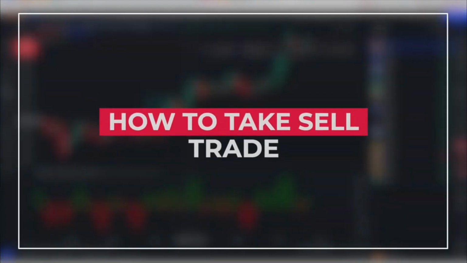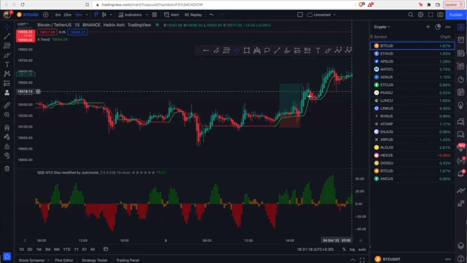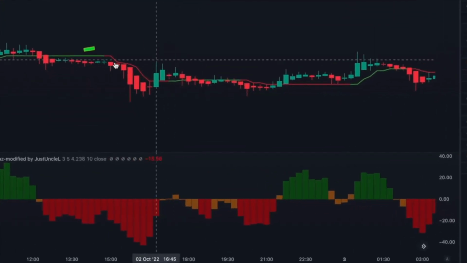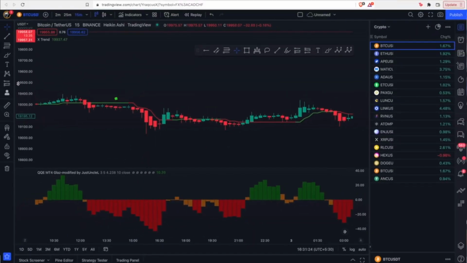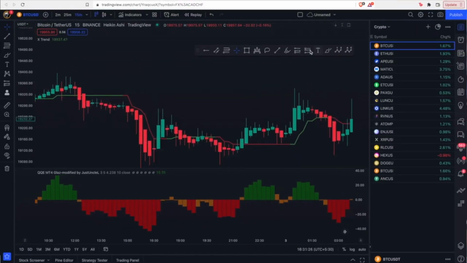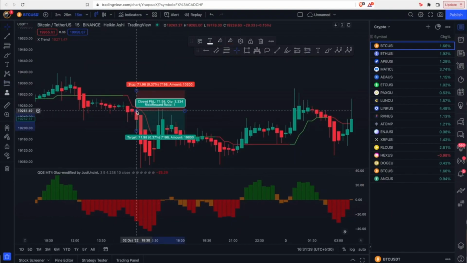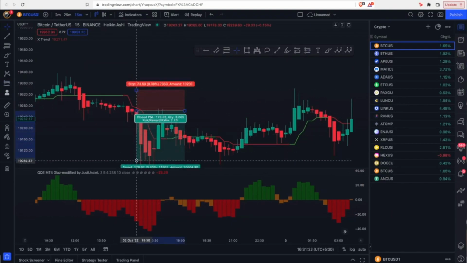Now for the sell trades, you need to follow the exact same steps. Just here you have to see if the line turns red and then wait for the histogram to create a red bar. As soon as you see this happening, enter a trade over here, keep the stop loss above the high, and then take profit 1 to 2 or follow the same steps as you followed in the buy setup.